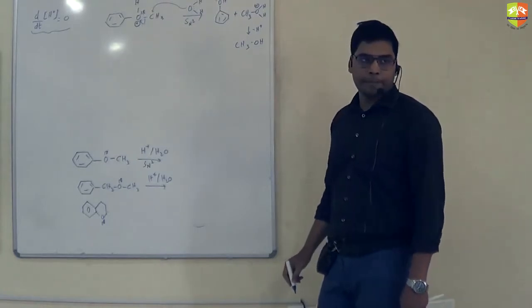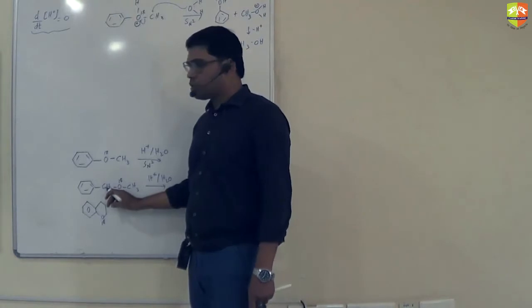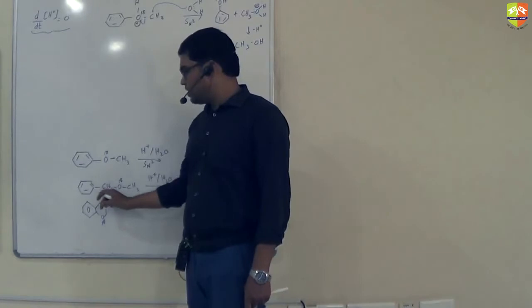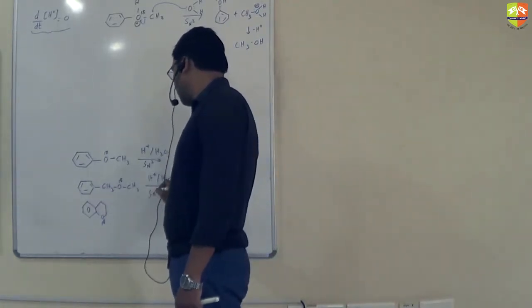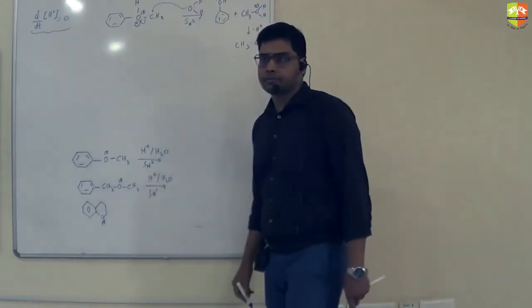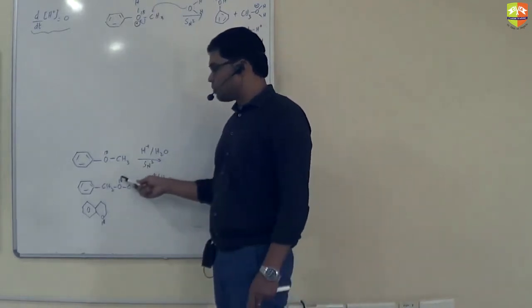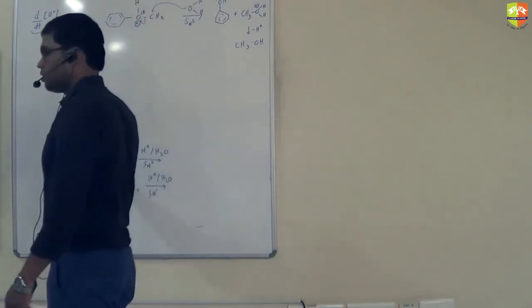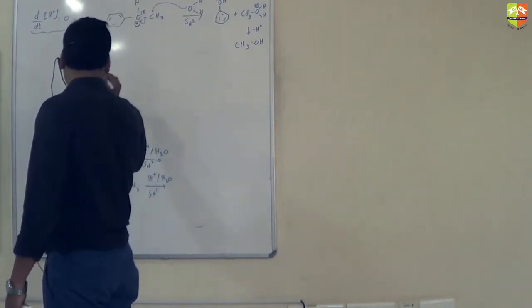Now you see this oxygen and this carbon. The part of the reaction is what? SN1. Yes. So when we see CH3OH, the product is what? First of all, H plus comes over here. Then this bond breaks. It's the same product that we did.